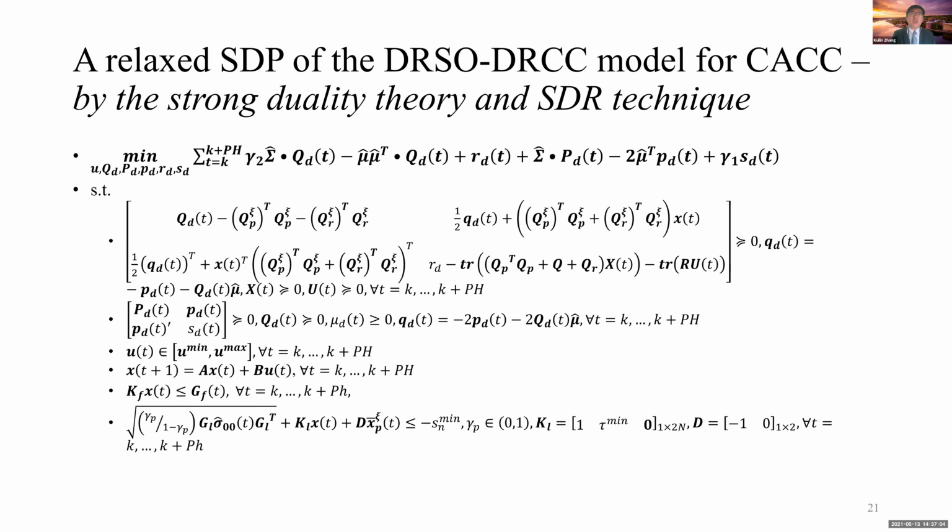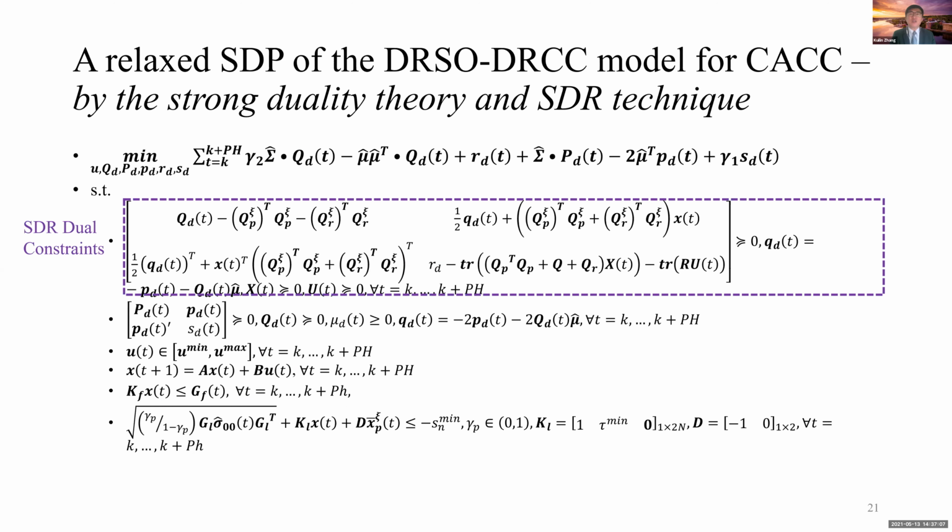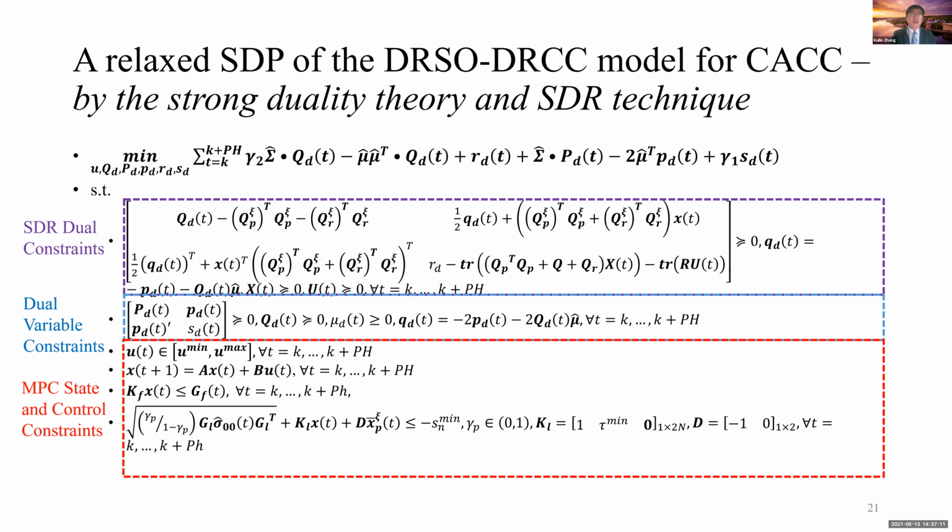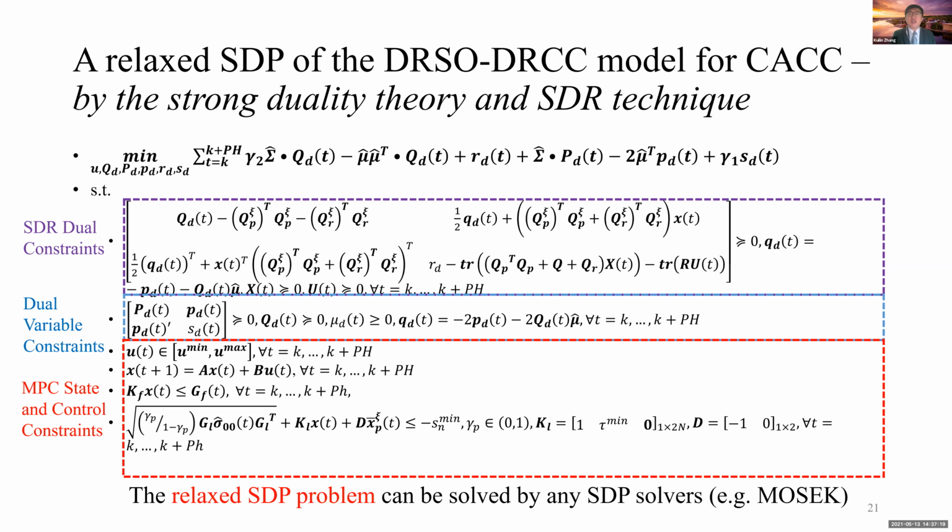So basically, we keep this SDR dual constraint we just mentioned, the dual variable constraint, and the MPC state and control constraints. It looks complicated, but actually this dual and standard SDP is a semi-definite problem, which can be solved by any SDP solver. Here we use Mosek to solve it, and then we get our result and apply it in the MPC framework. So this is our formulation.